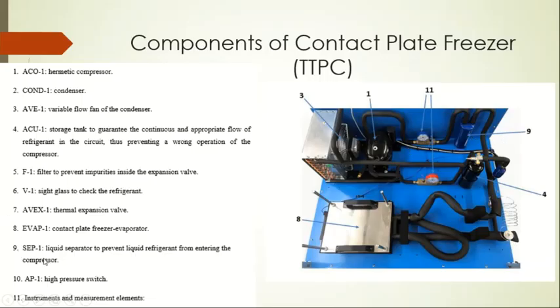The 9 is a liquid separator to prevent liquid refrigerant from entering the compressor. Actually, if the liquid part enters into the compressor, it causes certain disorderliness in the compressor, which is called the surging phenomenon. So please go through the surging process as well, that it causes certain hammering formation in the compressor, and apart from that it reduces the flow rate of the compressor as well.